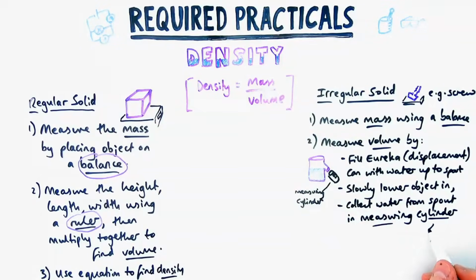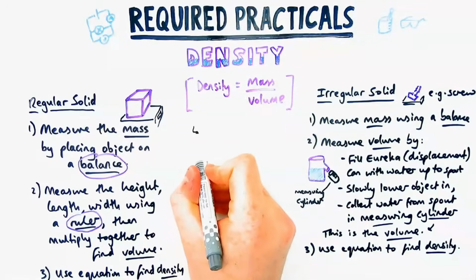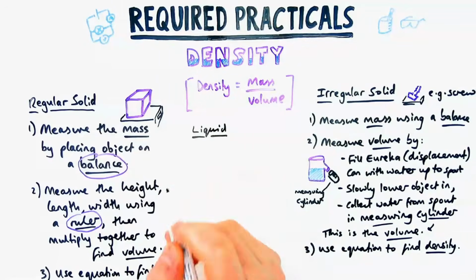Now, the reading or the amount of water that's in the measuring cylinder is the volume. Okay, so the volume of water, measuring cylinder measures volume. That's the only way to get the volume. Once you've done that, the last step is the same as before. You're just going to do the mass divided by volume to find the density.